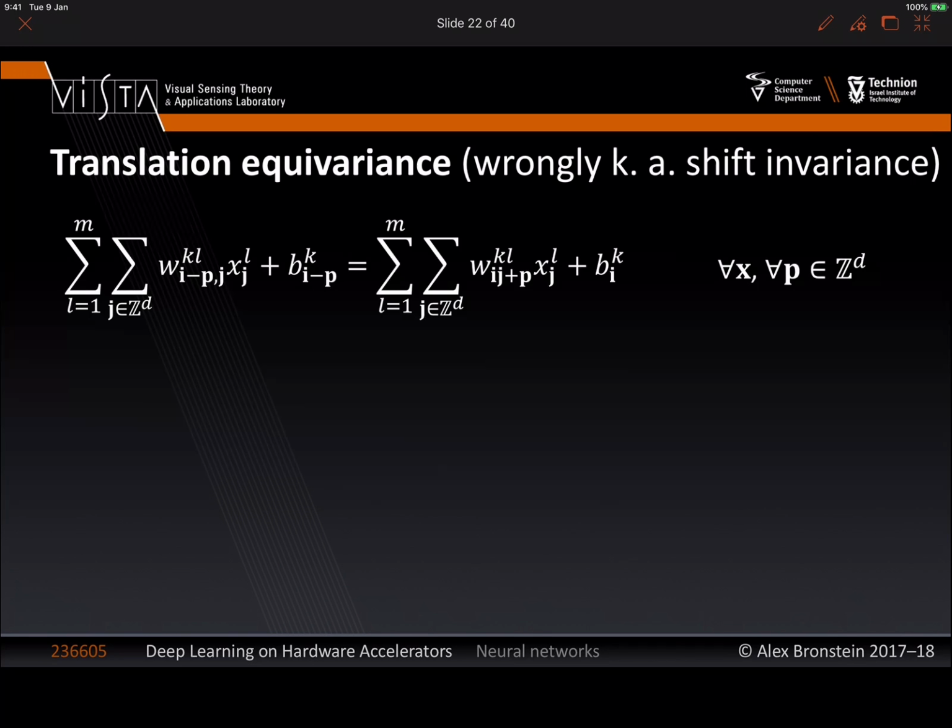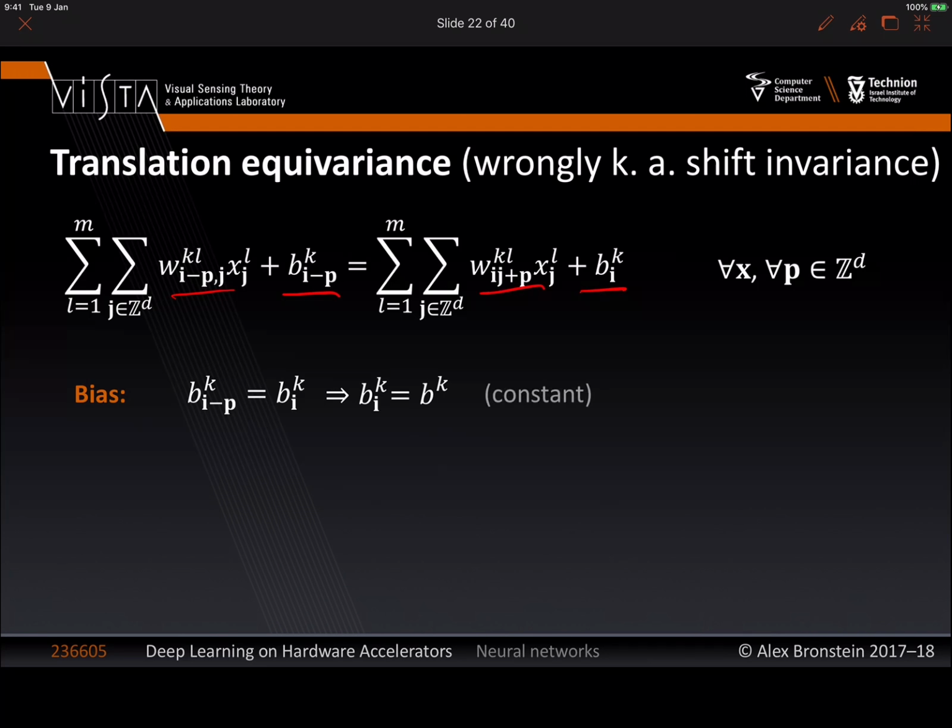And now, because this has to hold for every x, the only way it holds is if these coefficients coincide. So first of all, for the bias, it's very simple. The bias at I minus p has to be equal to the bias at I. Of course, for every output channel, it might be a different number. So it essentially means that the bias is just constant. It's a constant sequence. It has the same values over every location. So it's not actually a function of the index I, of the location index.